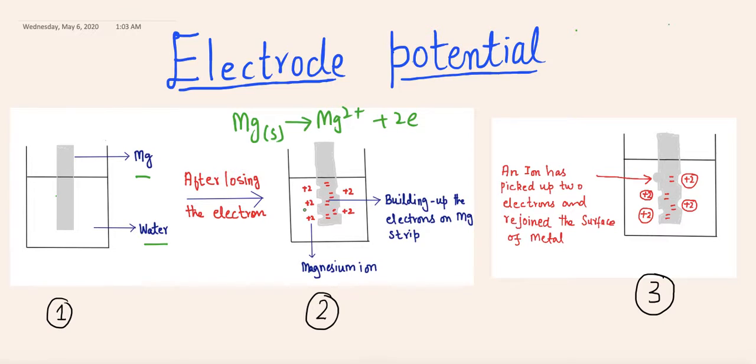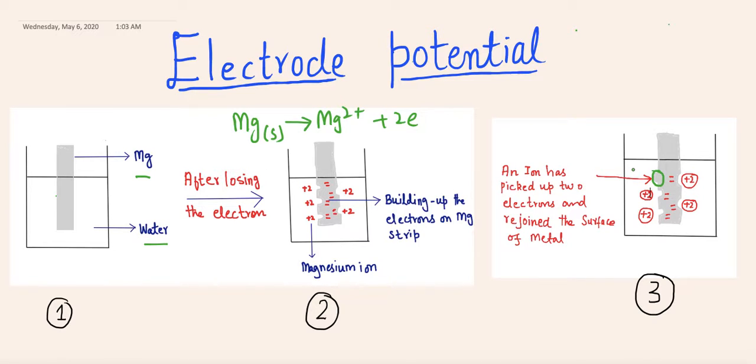So only those magnesium ions which have a very strong attraction towards the electron will reclaim their electron and stick back onto the piece of metal, like this magnesium ion. This magnesium ion has a very great attraction, so this ion has picked up two electrons and rejoined the surface of metal. After some time, this system will gain the dynamic equilibrium.